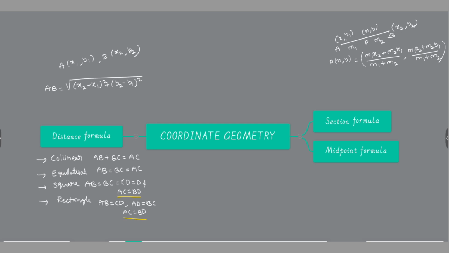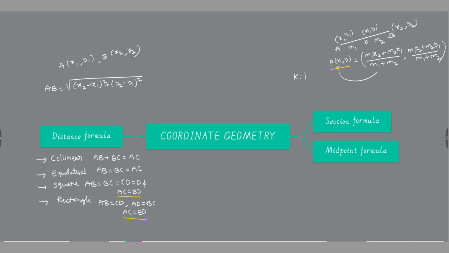Sometimes they ask you to find out the ratio. Point P(x, y) will be given. We have to find out the ratio. In that case we will take the ratio as k is to 1 to make it easy. Then whatever x value we get, we will equate it to the given x value, and then we get the value of k.